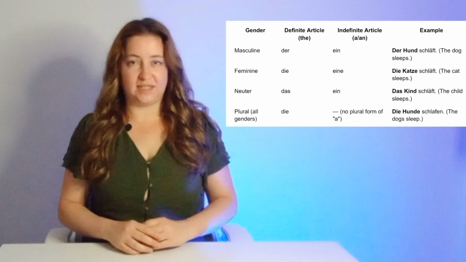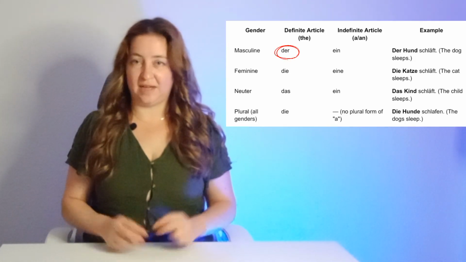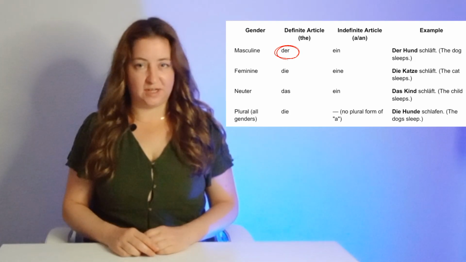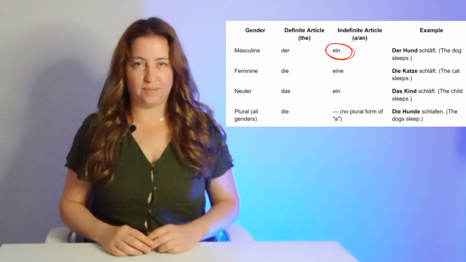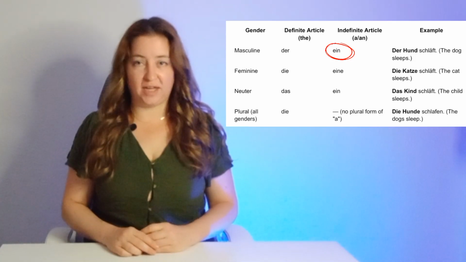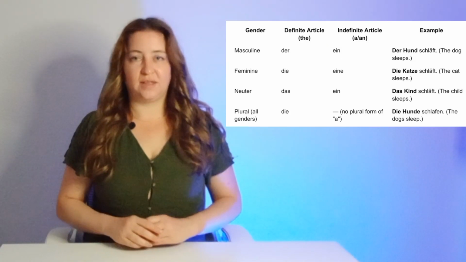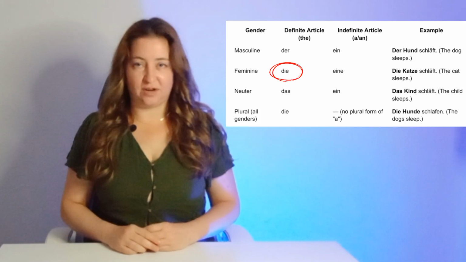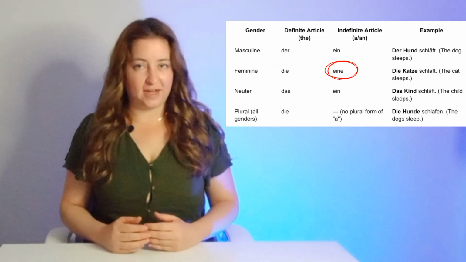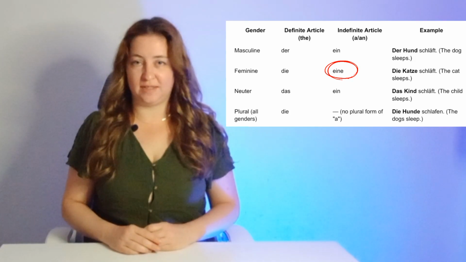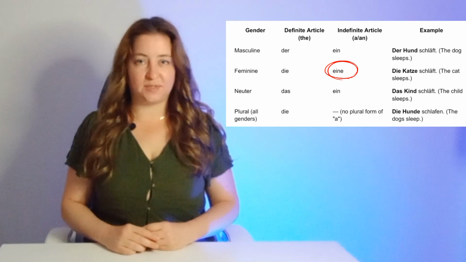The masculine definite article is der. That's how we say the. And the indefinite article is ein. That's how we say a. Der Hund schläft. The dog sleeps. The feminine uses the definite article die and the indefinite article eine in the nominative case. Die Katze schläft. The cat sleeps.